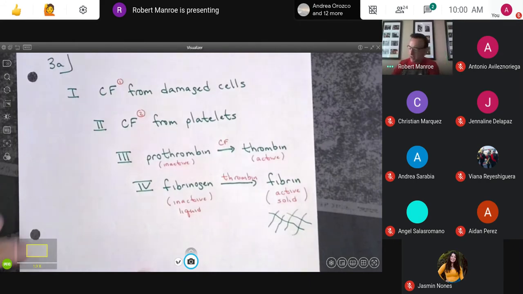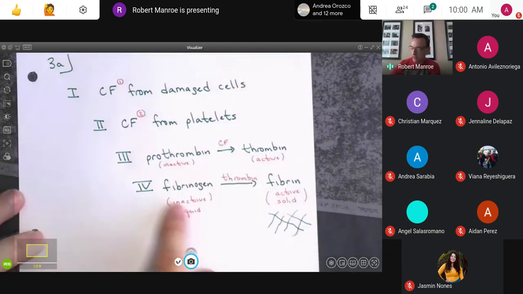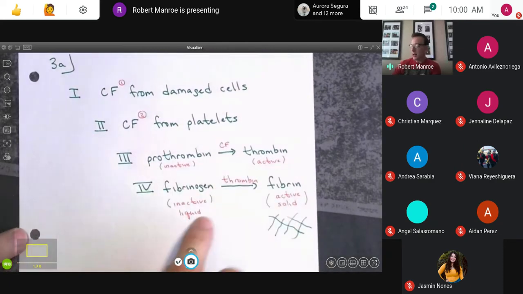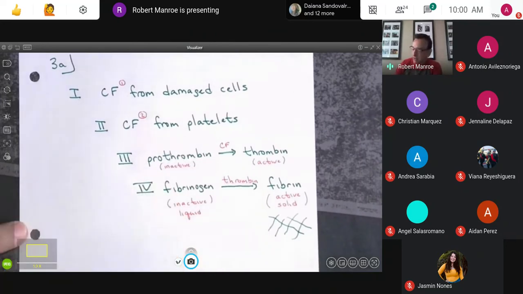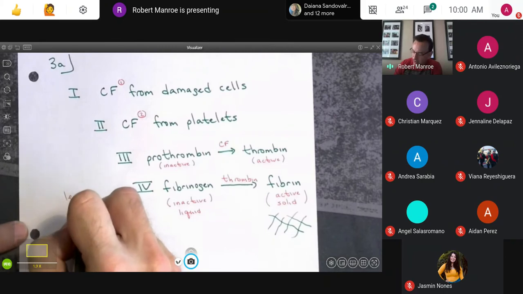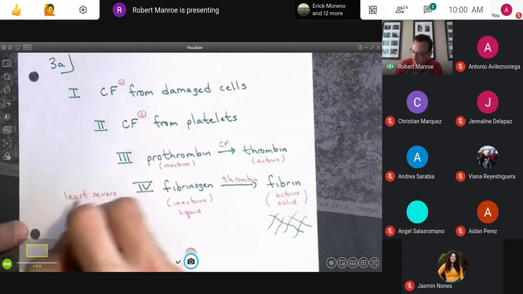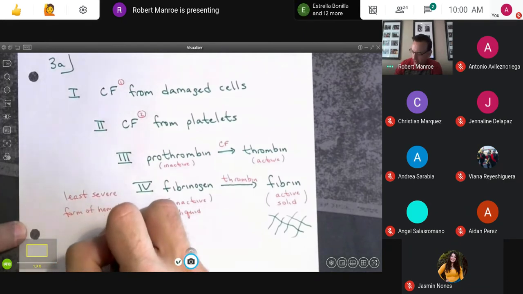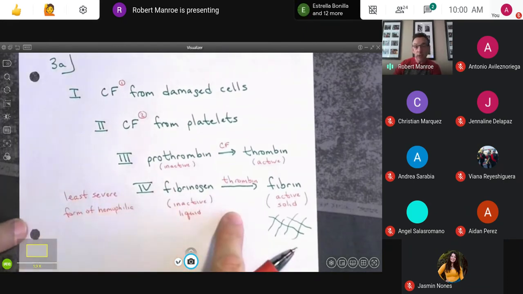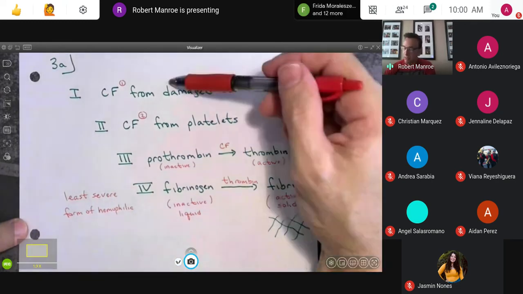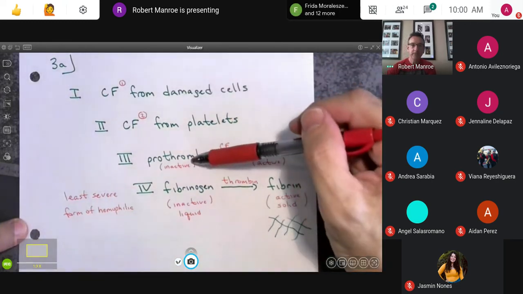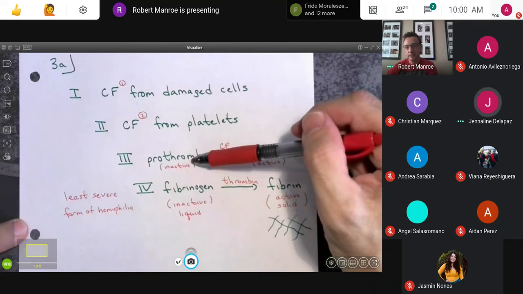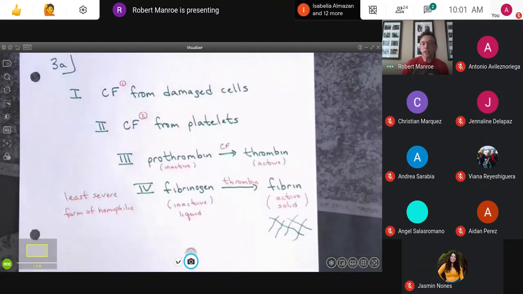So if you have a low concentration of this clotting protein, or it's mutated and it doesn't work properly, you still have hemophilia, but you have the least severe form of hemophilia. Because while this last step doesn't work very well, do you still get the previous 3 steps? Yes. Yes.